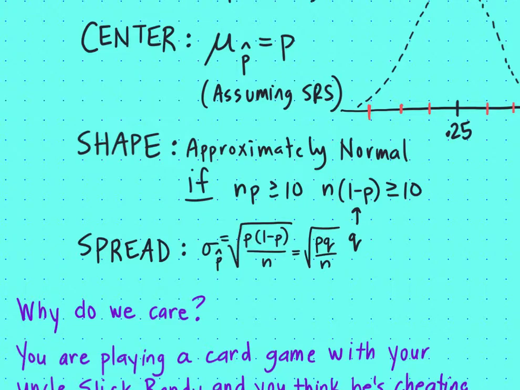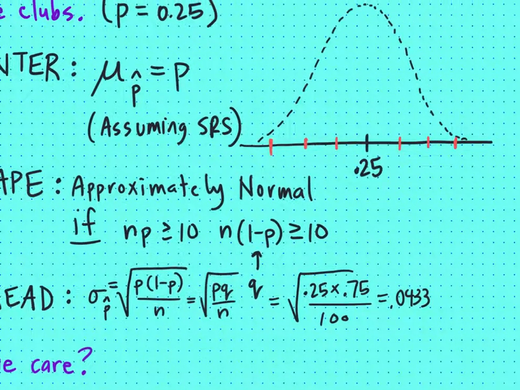All right, so that's going to tell me how spread out, what's the standard deviation of this particular approximately normal curve. Since I know my p-value, I can calculate this. The square root of 0.25 times 0.75 divided by 100 is about 0.0433.